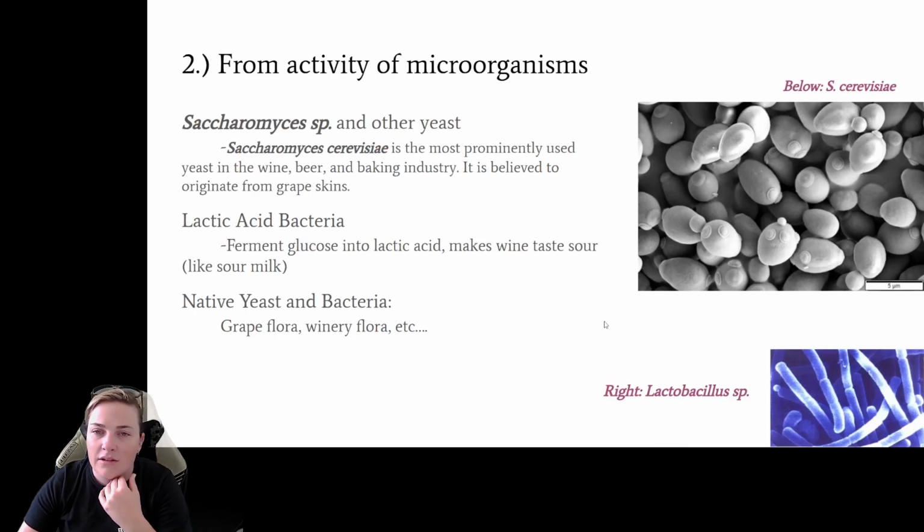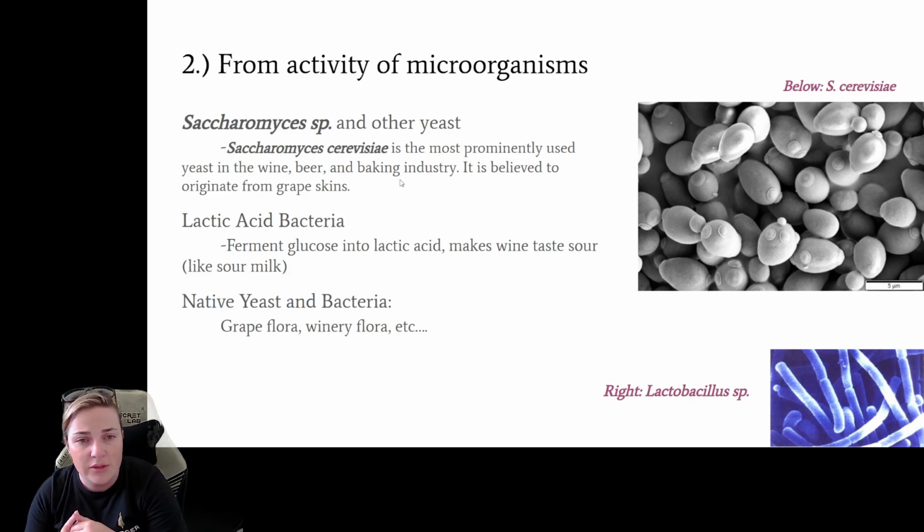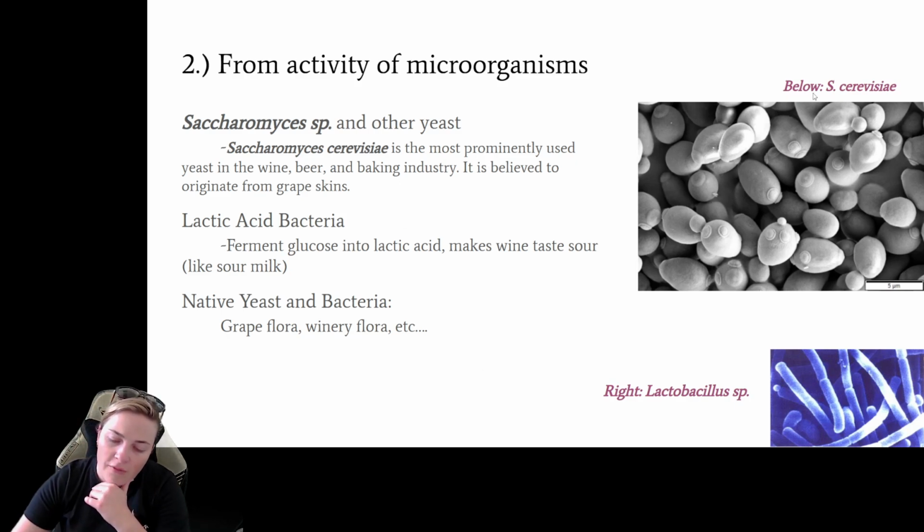Okay, activity of microorganisms. The most commonly used yeast in the wine industry to convert sugar to alcohol is Saccharomyces cerevisiae. Saccharomyces species in general are all very good yeasts, right? These are the most prominently used in wine, beer, and baking. It is believed to originate from grape skins, which is very cool. Here we have a photo of what Saccharomyces cerevisiae looks like.